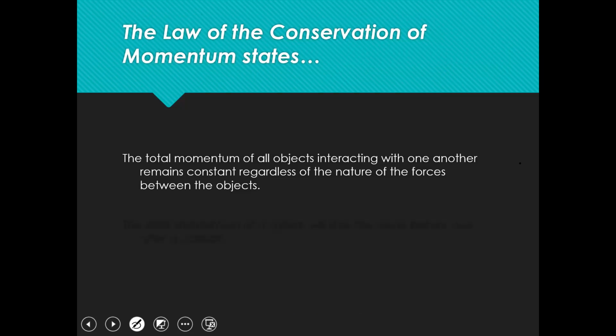Now, the law of conservation of momentum states that the total momentum of all objects interacting with one another remains constant regardless of the nature of the forces between the objects.